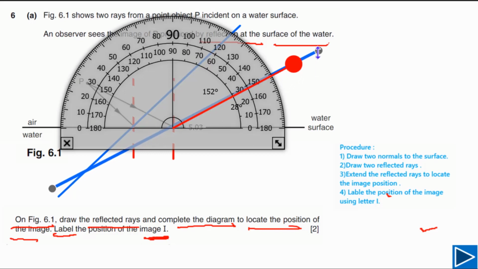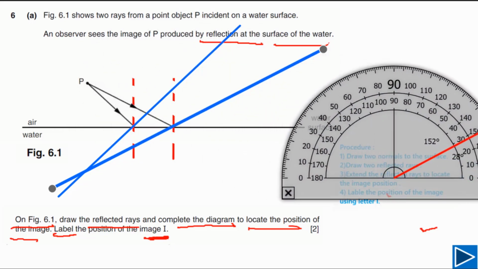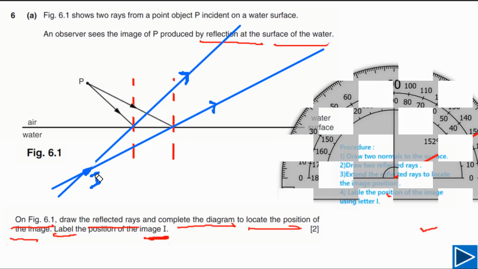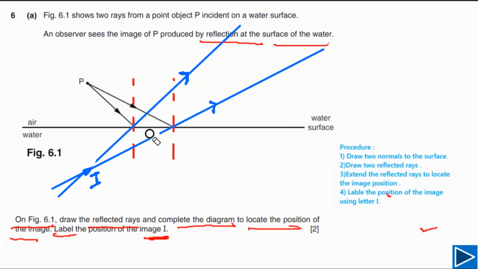Let me adjust it a little bit. This is the second reflected ray. We can remove this and we can draw small arrows. Arrows are important, you have to draw them to show the direction of the reflected ray. The image is located here, so we use letter I to label it. The extended line should be a dotted line, so we make our extended line dotted. This is how we can draw, and that's all you need to do for this question.